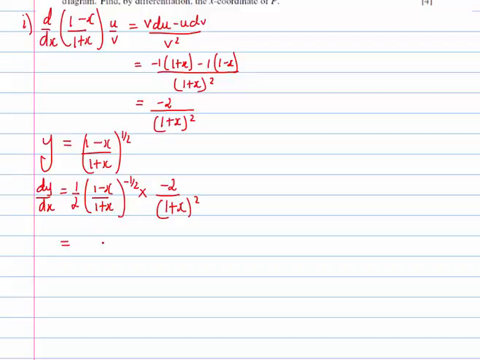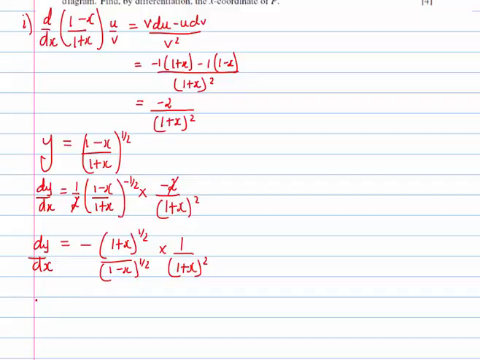And if we simplify this, we flip this fraction, and the power becomes positive. This 2 here and this 2 cancel. So you'll have minus, open bracket, 1 plus x to the power of a half divided by 1 minus x to the power of positive a half. This is multiplied by 1 over 1 plus x all squared. So this here is the gradient of the tangent at any arbitrary point x, y.